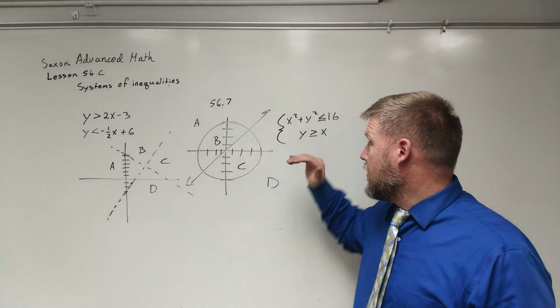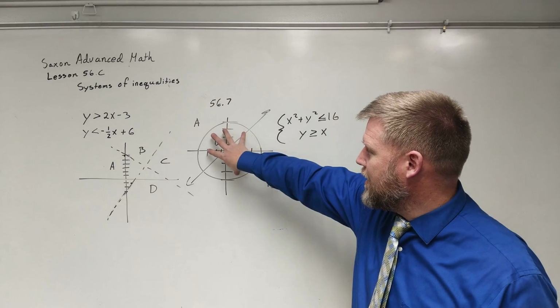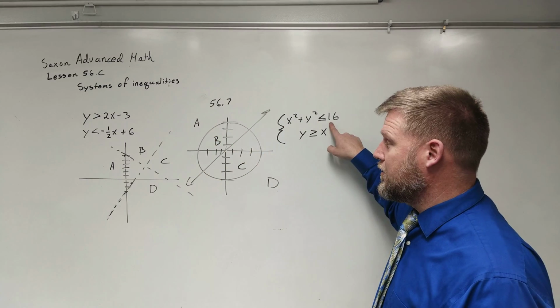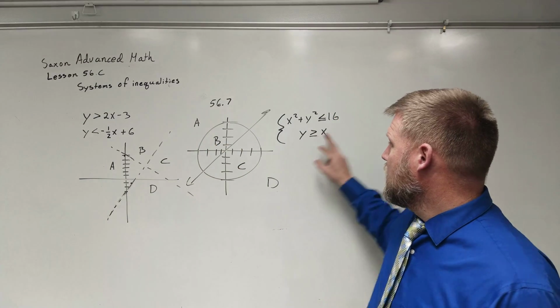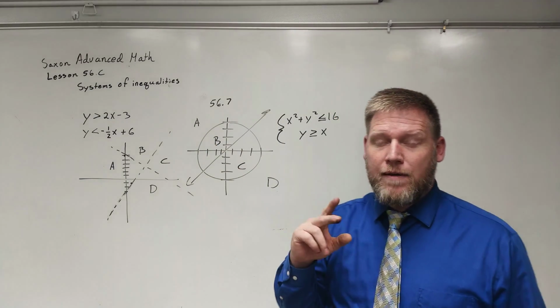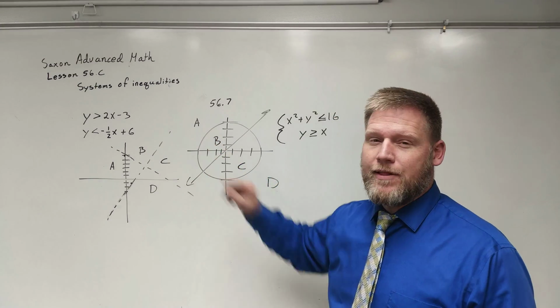Now, once again, if I just have one of these, A and B both satisfy this, right? So the only one that satisfies both of them is B. And that's the way to think of that.